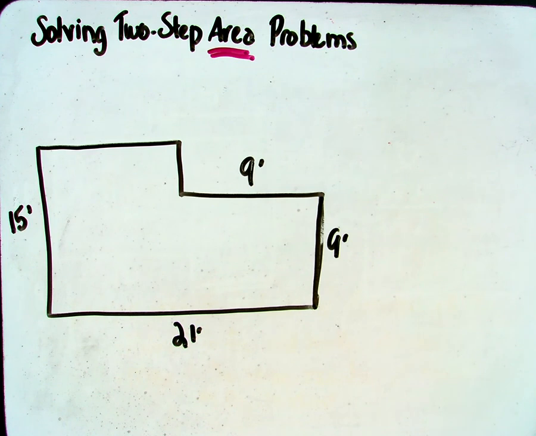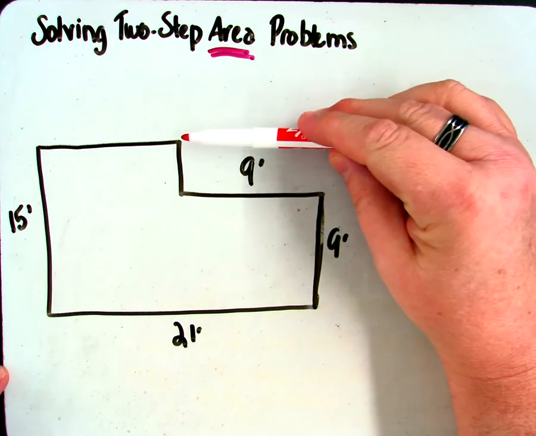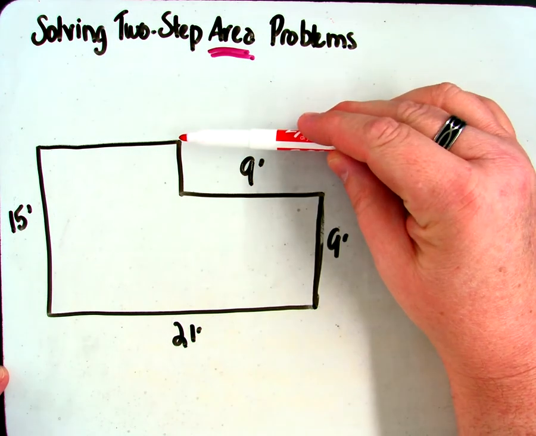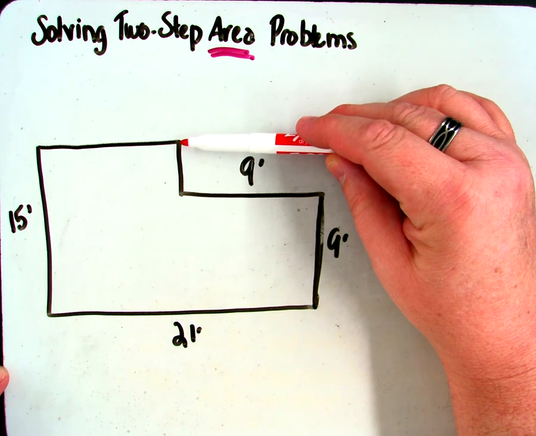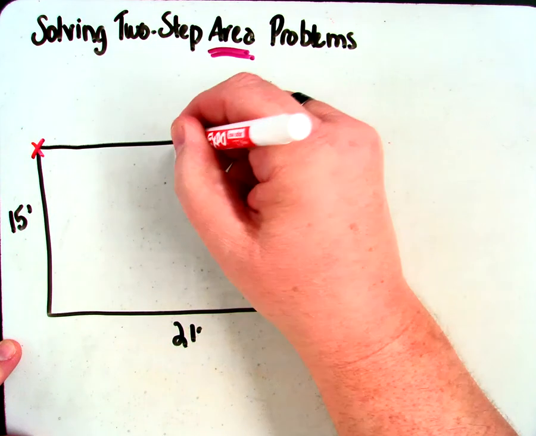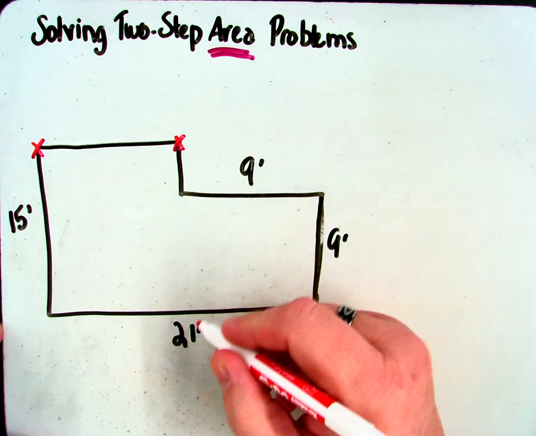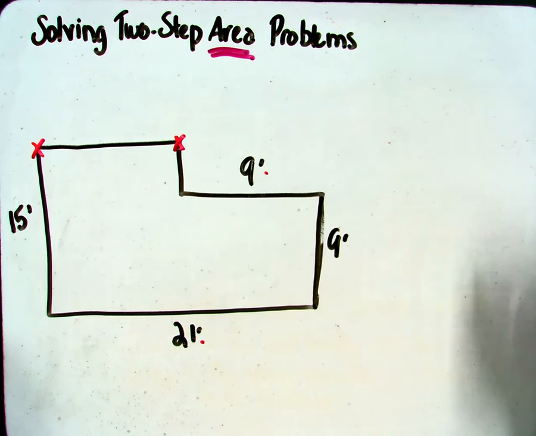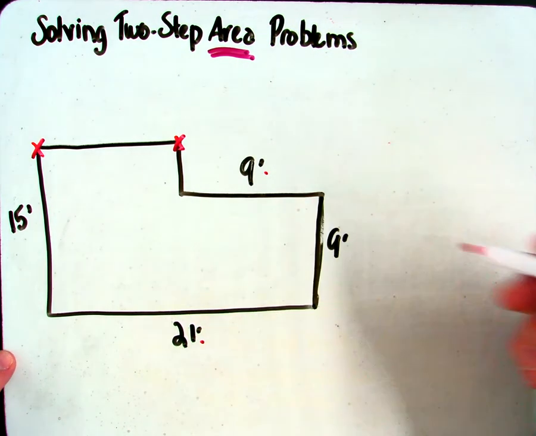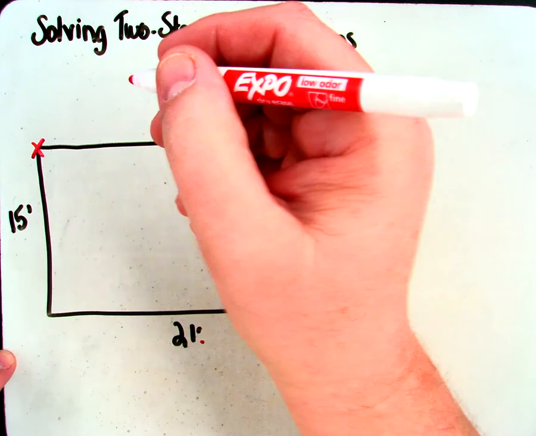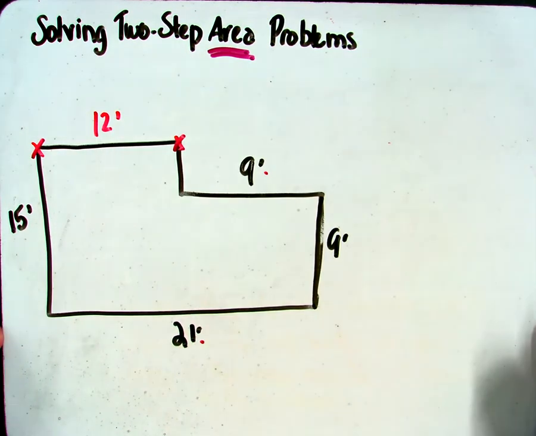Now, do we have all of the measurements that we need? No, we do not. What are we missing? We need the measurement of this top section. Now, how do we determine the length from this point to this point? Okay, so you're saying 21 minus 9. Very good. So 21 minus 9 is? Very good. So this unknown piece measures 12 feet.